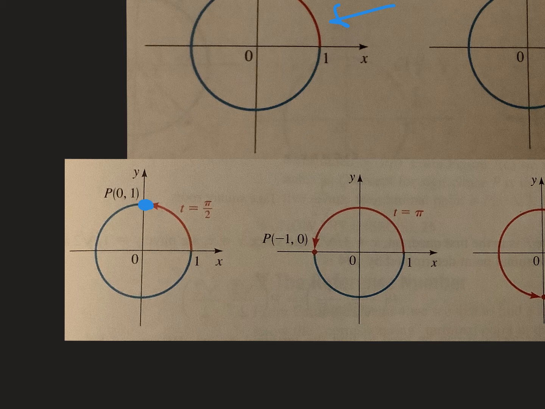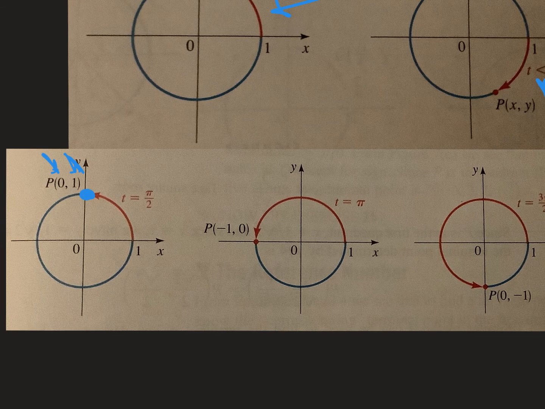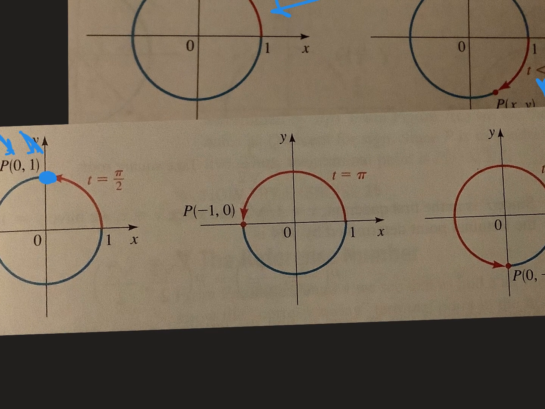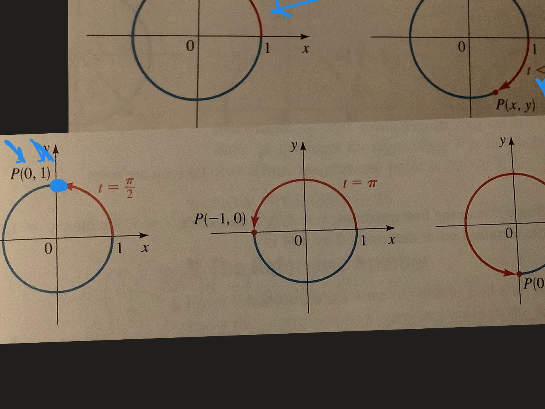By the way, I'm going to start drilling this in your head. Cosine is the x coordinate. Sine is the y coordinate. Cosine is x, sine is y. If you go all the way to pi, halfway around the circle, you're at negative 1, 0. So cosine will be negative 1, sine will be 0.